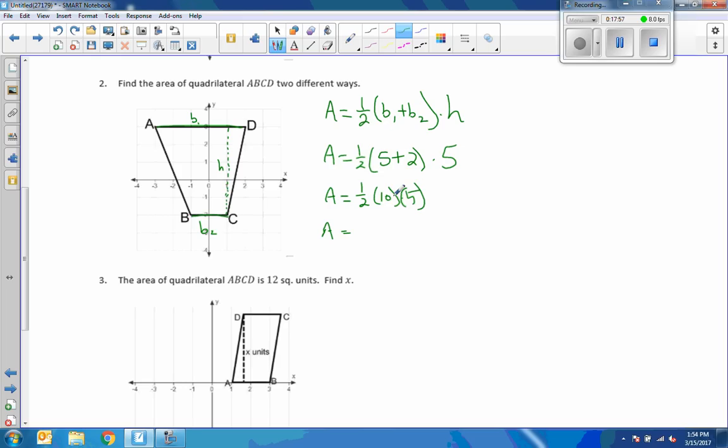Oh, I see what I did wrong. So I made a mistake right there. I multiplied. 5 plus 2 is 7 times 5. My apologies. So 7 times 5 is 35. Half of 35 is 17.5 units squared. Hopefully you caught my mistake immediately. It took me a second, but I did catch it. So 17.5 squared.